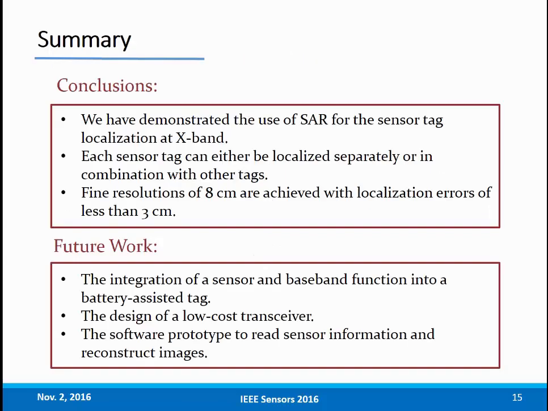To sum up what we've done, we have demonstrated the use of SAR for sensor tag localization at X-band. Each tag can be either localized separately or in combination with other sensors. Fine resolutions were achieved with errors of less than 3 centimeters. Future work includes a fully designed sensor tag, a low-cost transceiver, and the software prototype.